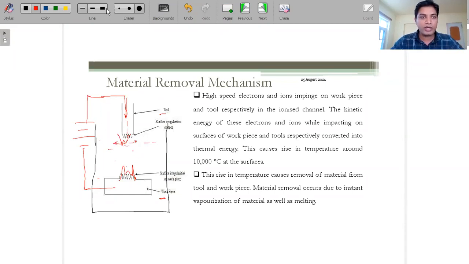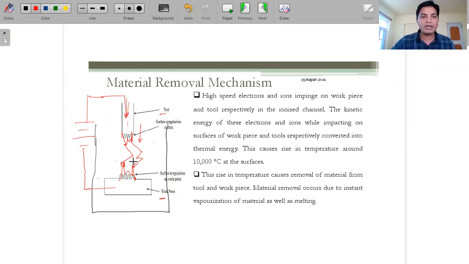I am discussing the surface irregularities: wherever there is a minimum gap, say the minimum gap is here, the spark will be generated first here and the material is removed. Once the material is removed, since the tool is connected with the feeding mechanism, as we move it downward, another surface irregularity makes a minimum gap there, and the spark will be generated there. This is how the material is removed.